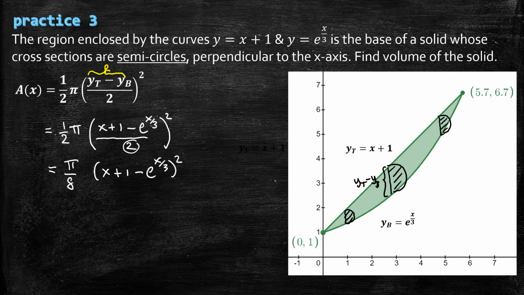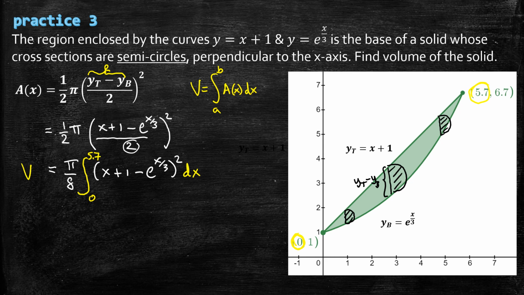And we know from the volume formula that we just have to take the area of the cross section, pop an integral in front of it, and go from a to b. So in fact, I'm just going to do that right now. I'm going to say the volume is the integral with respect to x of that cross-sectional area, and I can keep the pi over 8. I can bring that out as a constant. And a is the lower bound 0, and b is 5.7, so from 0 to 5.7.